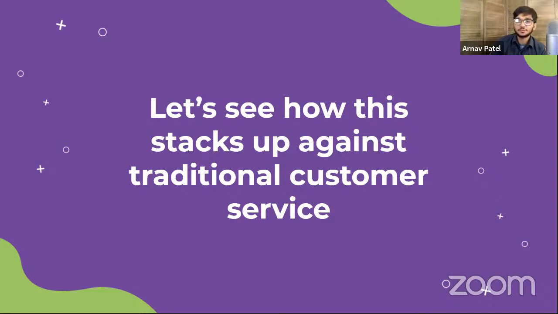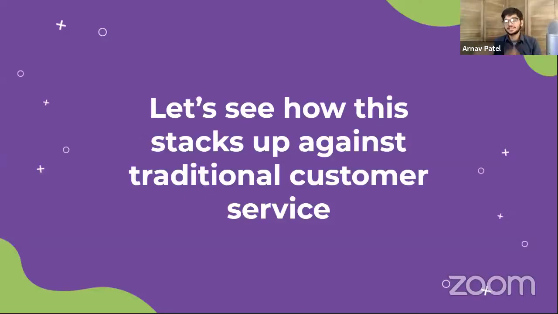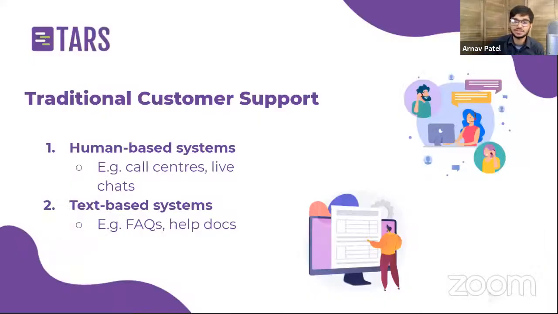So I think a good exercise for us in the next couple of slides, before I hand it over to Rhythm, or before we look at some examples, is to see how WhatsApp chatbots, as a way to deliver customer service, as a way to answer questions that your prospects might have, and to proactively give customers information that helps them, stack up against traditional methods of customer service. So we already provide customer service. Customer service itself is not a very new thing. But WhatsApp chatbots are. So how do they stack up against the traditional ways that we provide customer service to people?